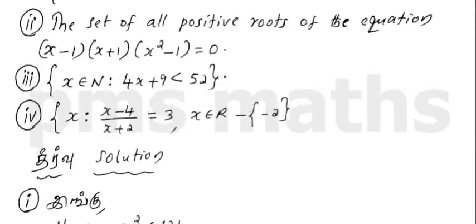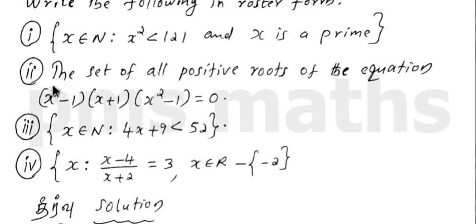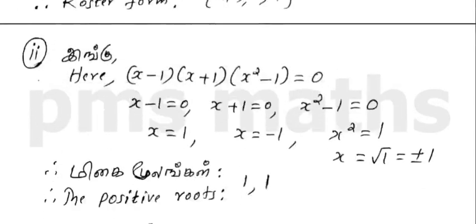Second question is nothing but the set of all positive roots of the equation. Positive roots of the equation. That means roots means values of x. Therefore, first find out the values of x. That means the roots of the equation. Then take positive roots. All positive roots. Negative roots are not needed. Positive roots should be written. First find out the positive roots. First take the equation in second question.